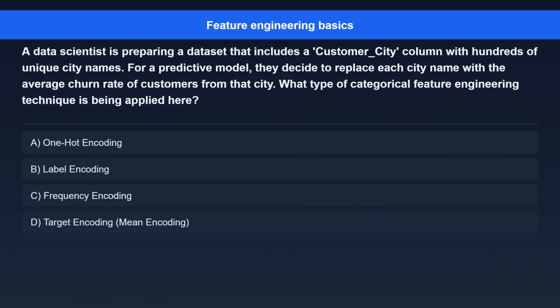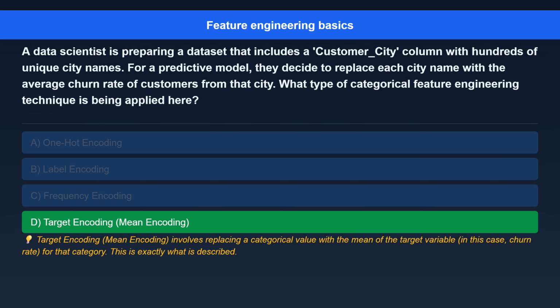Question 5. A data scientist is preparing a dataset that includes a customer_city column with hundreds of unique city names. For a predictive model, they decide to replace each city name with the average churn rate of customers from that city. What type of categorical feature engineering technique is being applied here? Option A. One-hot encoding. Option B. Label encoding. Option C. Frequency encoding. Option D. Target encoding. Mean encoding.